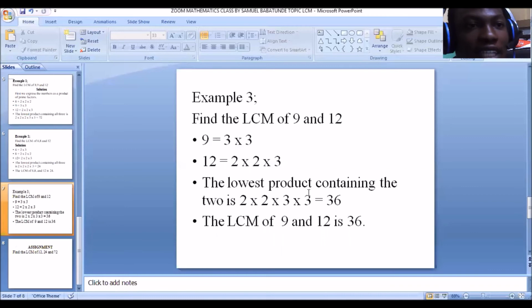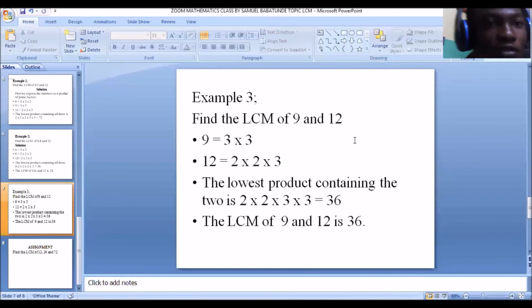Now, to express 9 as a product of its prime factors, we start with the lowest prime number, which is 2. And 2 cannot go into 9 without a remainder. They will remain 1, so we cannot use 2. We go to the next prime number, which is 3. Now, 3 will go into 9 3 times. We check again if 3 can go. Can 3 go into 3? Yes, once. So 9 is expressed as 3 times 3, which is 9.